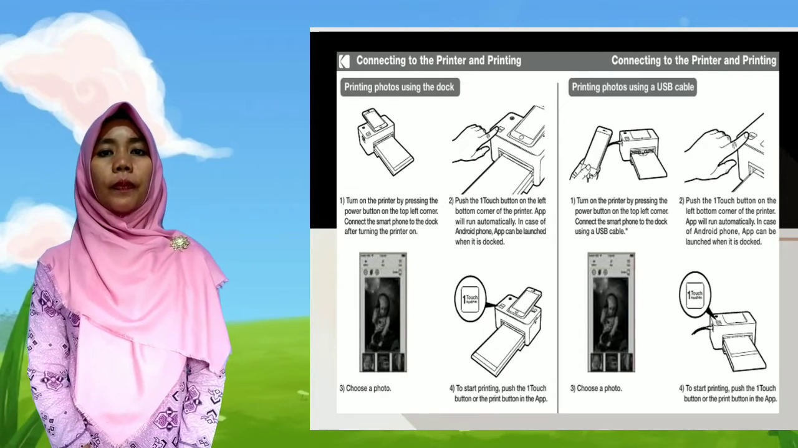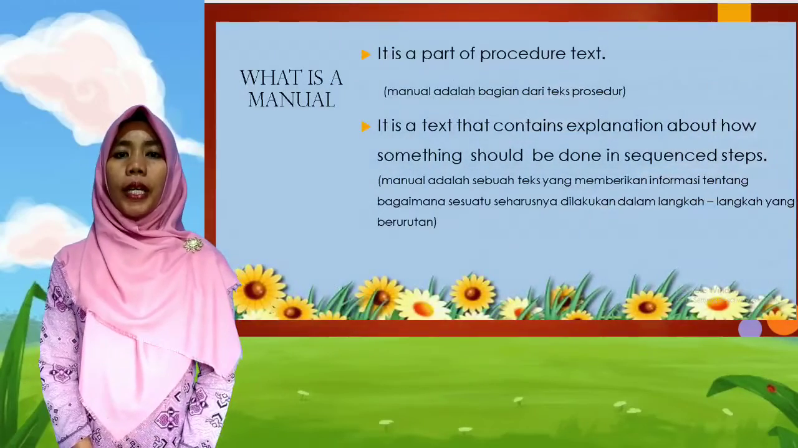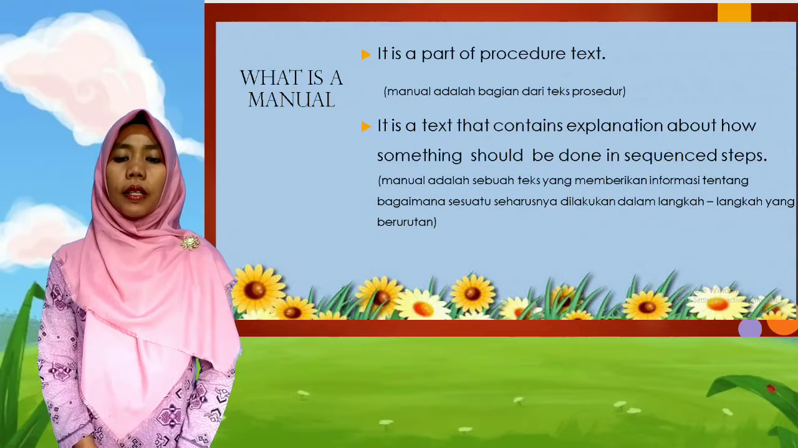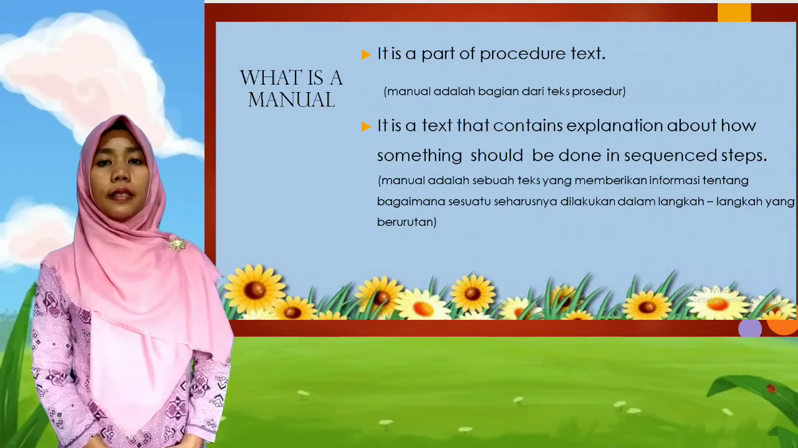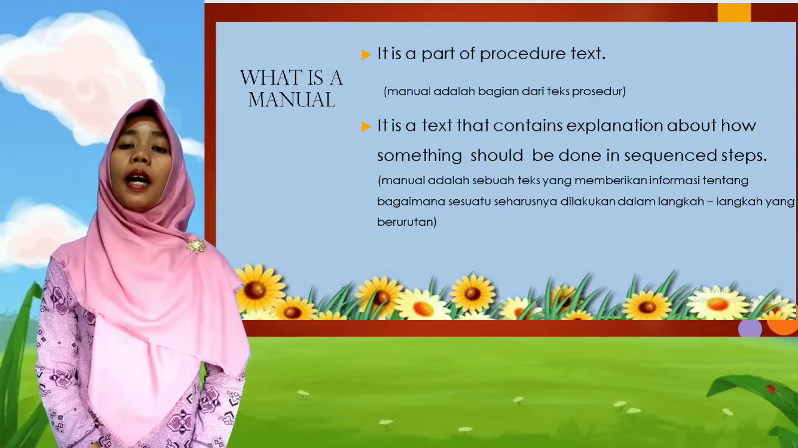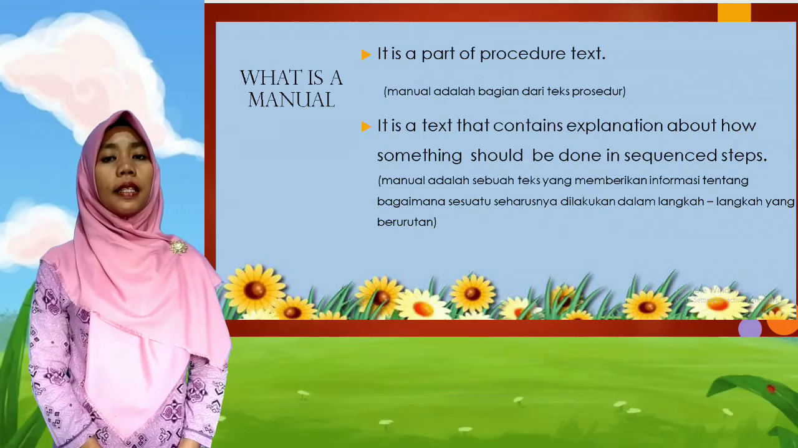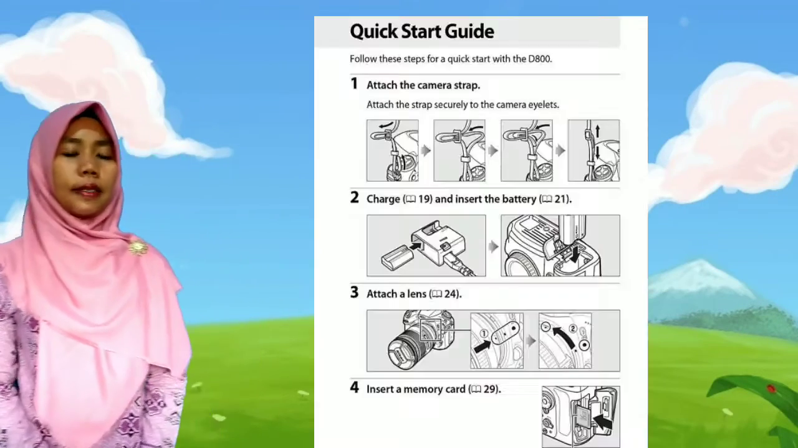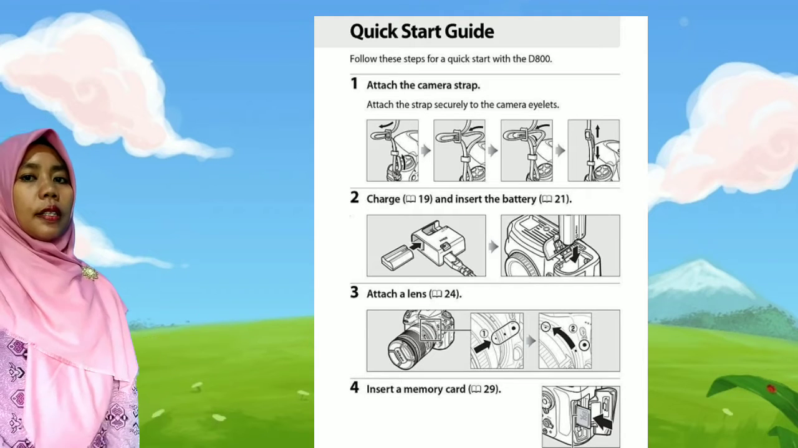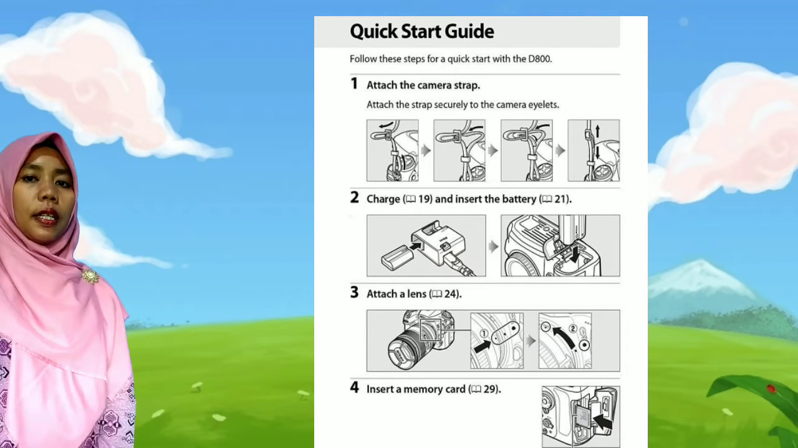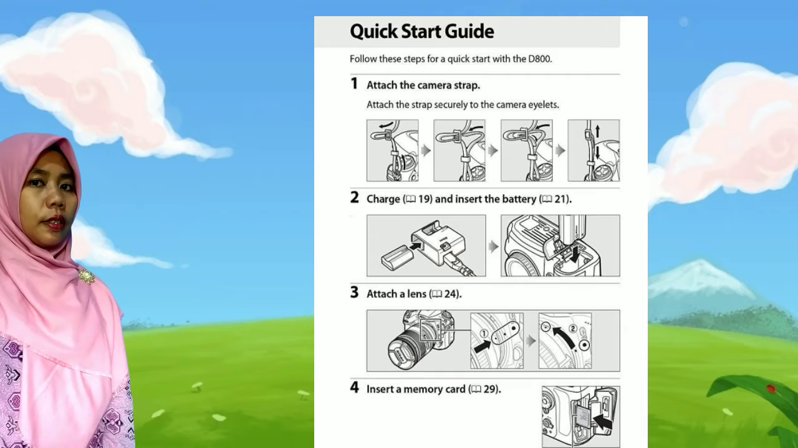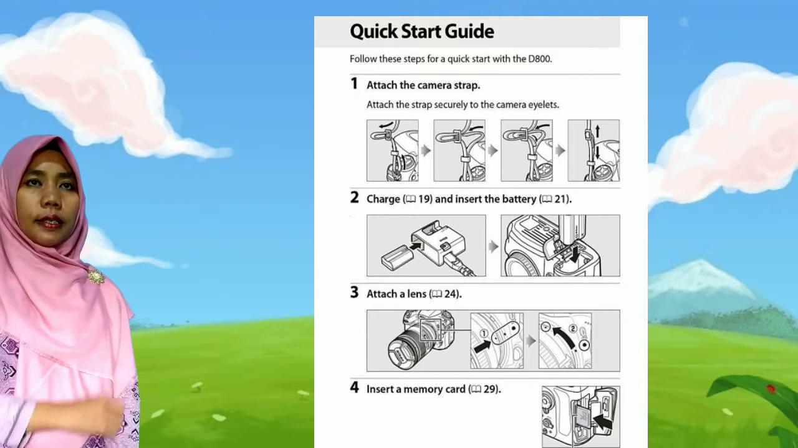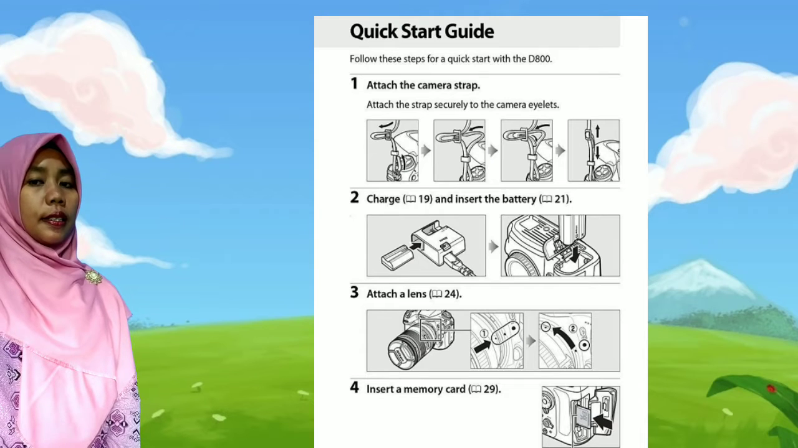a manual. Yes, a manual is a part of procedure text. It is a text that contains explanation about how something should be done in sequence step. Let's take a look at this picture again. This example of a manual gives us instruction how to do something, right? And let's analyze the sentences in this manual.